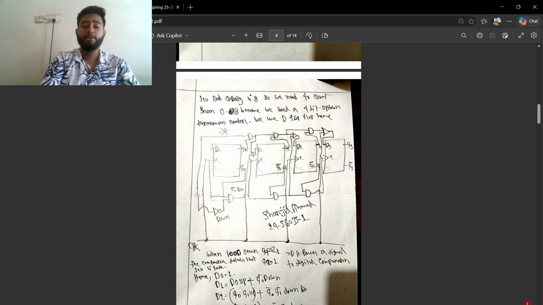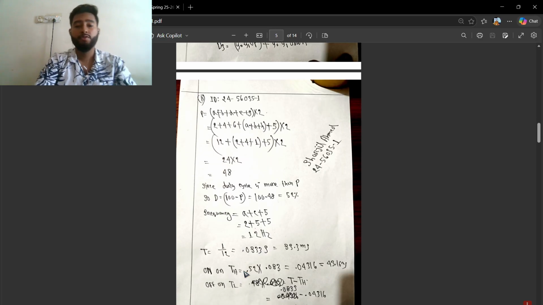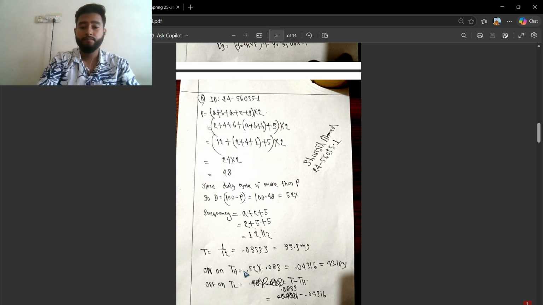Then these are the equations, and this is how the system works. Then move on to question number 2. There is a given instruction, P, according to the question and my ID, and this is 48.